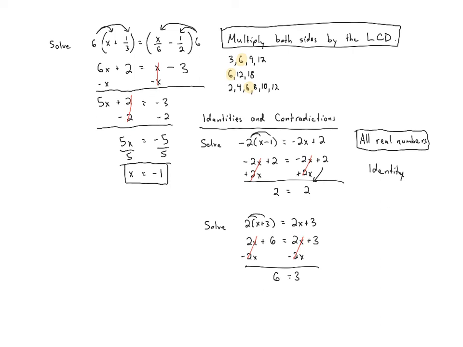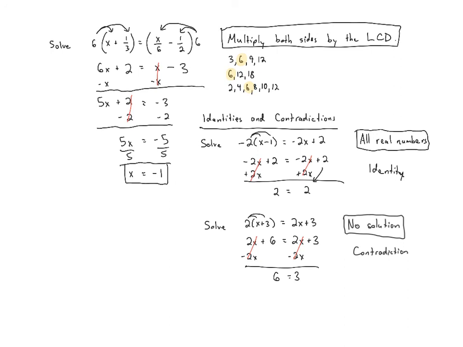Because this is never true, no matter what x is, we say there is no solution. There is no value of x that would ever work here. And again, we have a name for this one as well. We call this a contradiction. An equation that's never true, no matter what number you plug in for the variable, is called a contradiction.